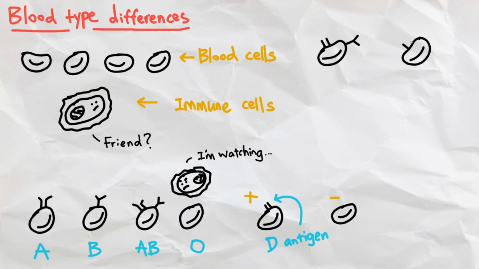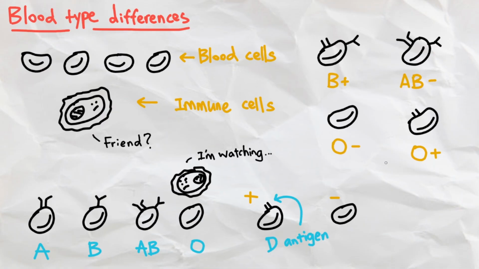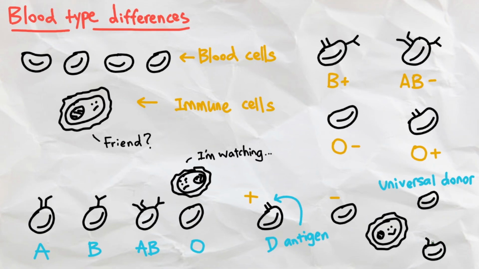So for example, if someone has the A and B antigens, but no D antigen, they have AB minus blood. This is why it is important to donate the right blood for the right person, so our immune system doesn't attack the newly donated blood if the antigens don't match. This means that people with O- blood are universal donors, since their blood doesn't have any antigens that can trigger an immune response. Meanwhile, people with AB+ blood are the universal recipients, since their blood is used to seeing all the antigens. And there we have it.